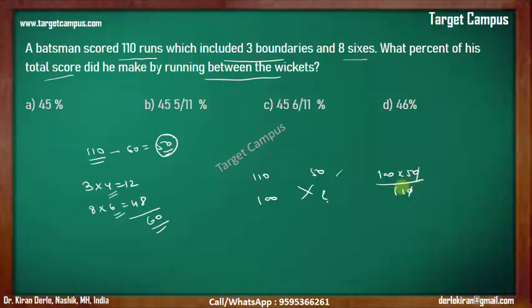So this 0, this 0 goes out. 100 upon 11 is 9.09, into 5 is 45 point something. So let's solve this, because the options are closed. 11 4s are 44, 60, 11 5s are 55. So 5 by 11 and 45, that is 45 and 5 by 11%.